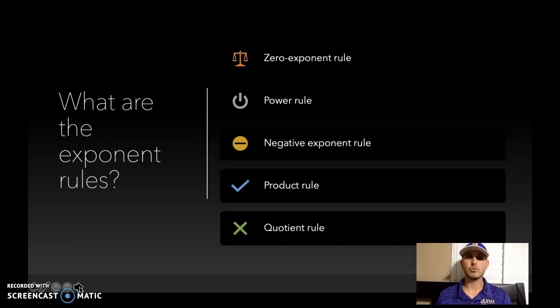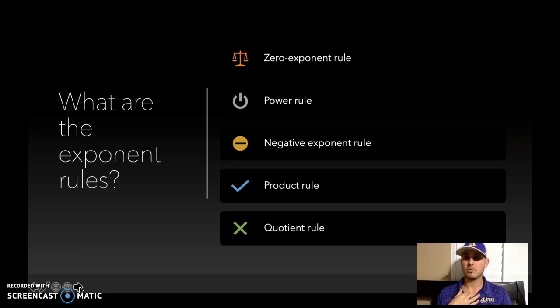Now there are different rules. I'm not going to get too deeply into these different rules, but when dealing with exponents, depending on what type of exponent you may have, there are rules you can use to simplify them down. So the zero exponent rule, for example, is if you have any number to the 0 power, so if your exponent is 0, then your answer is, no matter what, 1. No matter what the number is, if it is to the 0 power, your answer is 1.